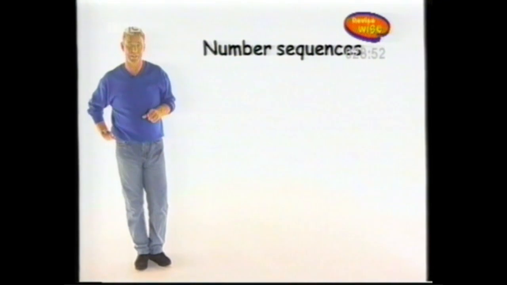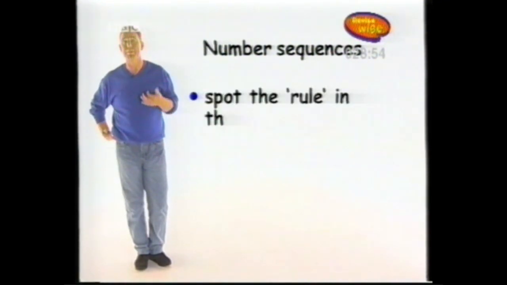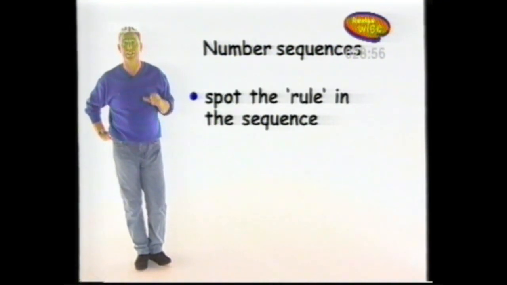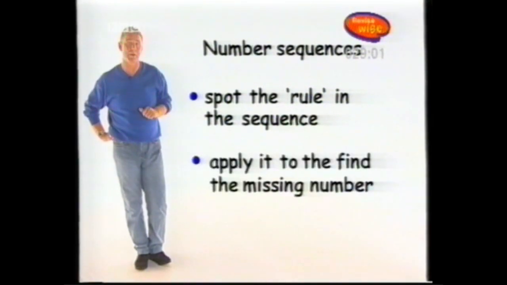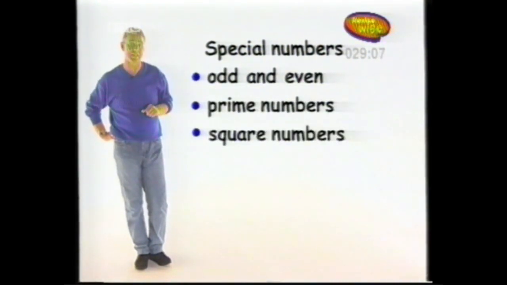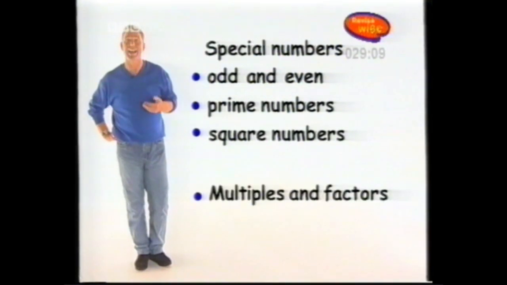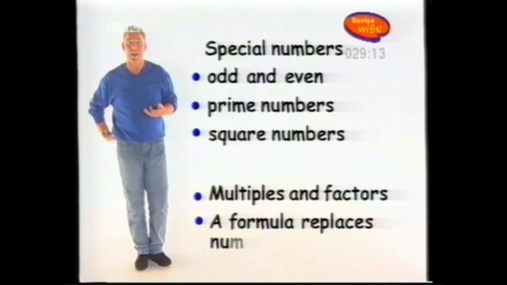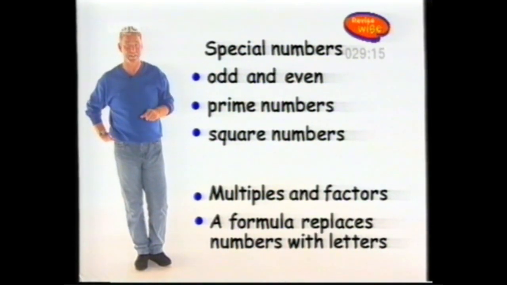That's the end of our program on numbers and number sequences. So let's check what we've done. We looked first at number sequences and saw how you have to spot the mathematical rule that applies to each step of the sequence, and then how to use it to get the missing number. We looked at special numbers like odd and even, prime numbers and squares, as well as multiples and factors. Finally, we saw how you can create a formula by replacing numbers with letters.